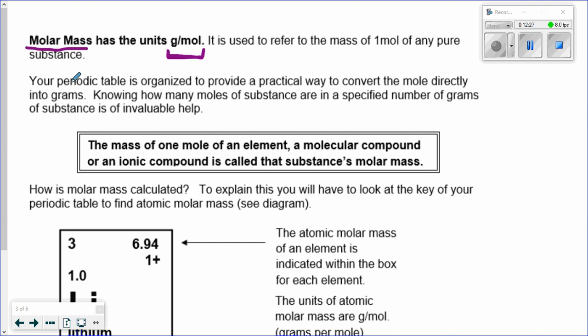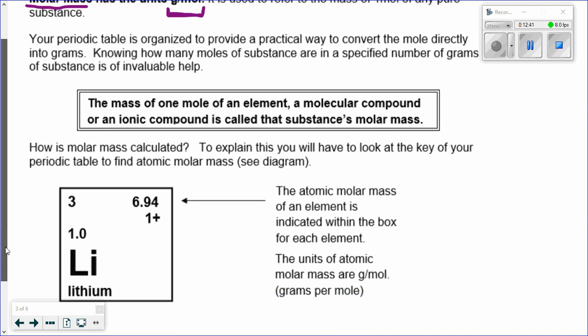So it's saying the mass of 1 mole of an element, a molecular compound or an ionic compound, is called that substance's molar mass. So we'll see some of these calculations in the next little bit. So how is molar mass calculated? I already started this, but just to look again.